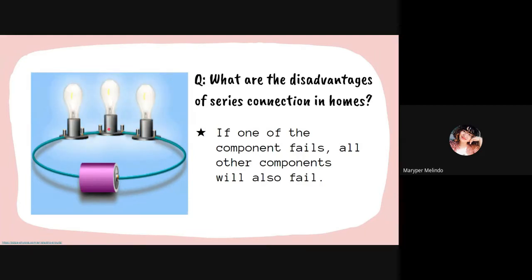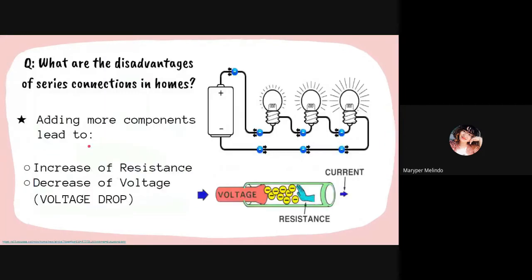Dahil hindi siya makakadaan, hindi na rin makakailaw yung iba. Hindi maganda. One for all, all for one. O, di ba? So, problema ng isa, problema ng lahat. Just like, for example, yung mga dati pang mga Christmas lights, di ba? Pag nasira isa, ang hirap hanapin kung asan yung problema. So, aside from that, we have this adding more components. Ito na yung pinag-uusapan natin kanina, advantage, pero may disadvantage. Adding more components, components means device, or components means bulb. So, for example, here, we have 3 bulbs.